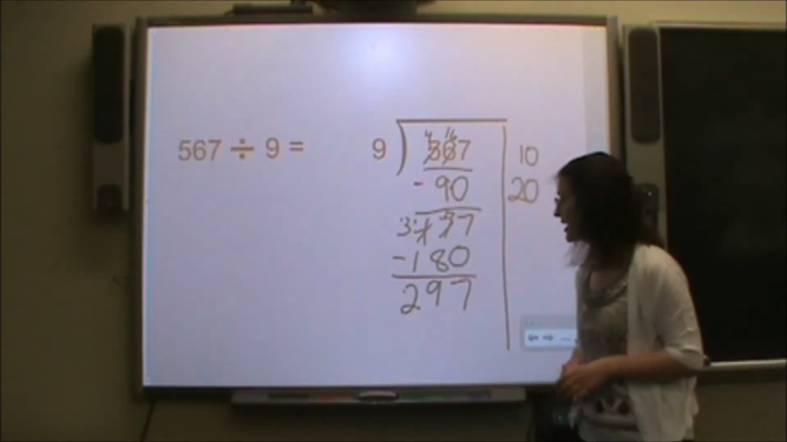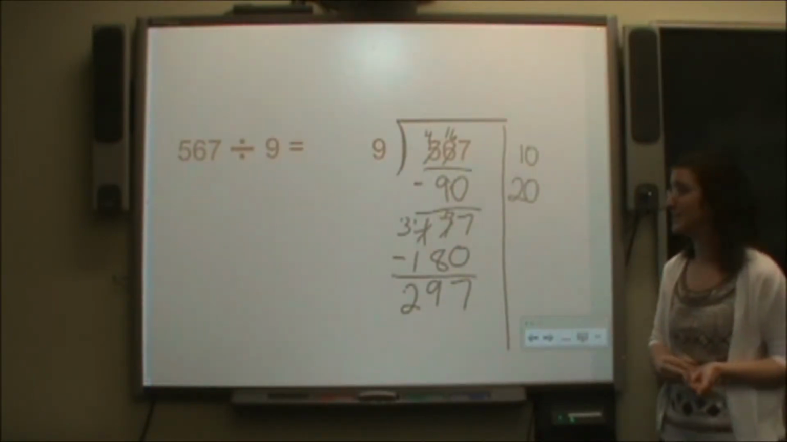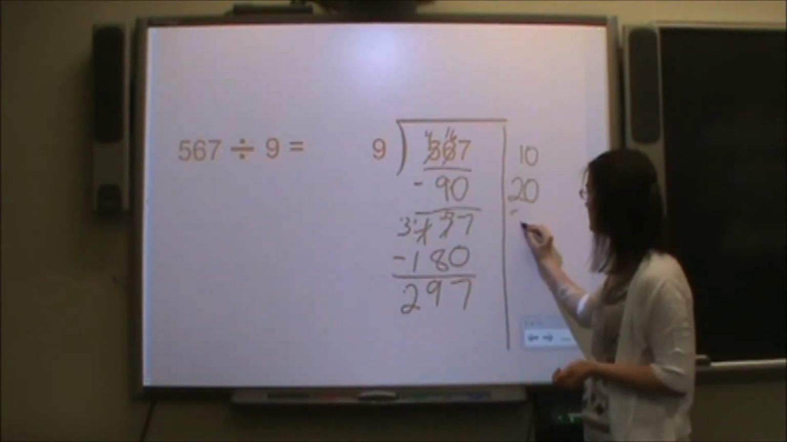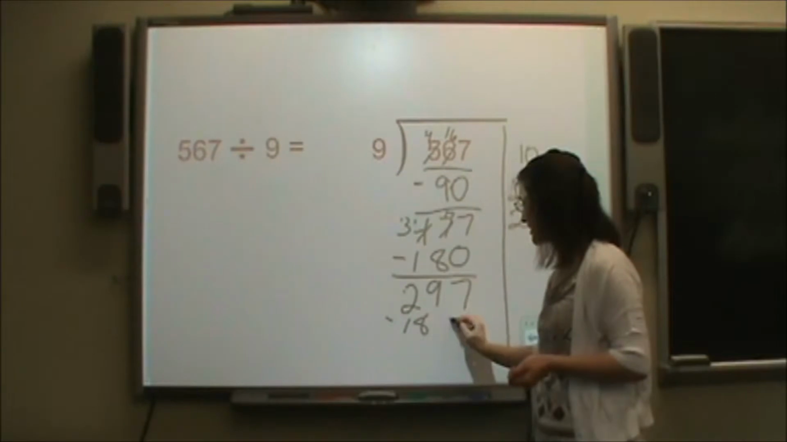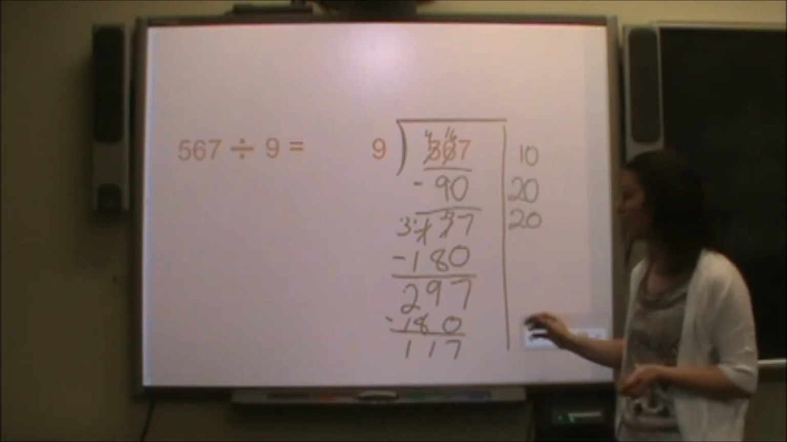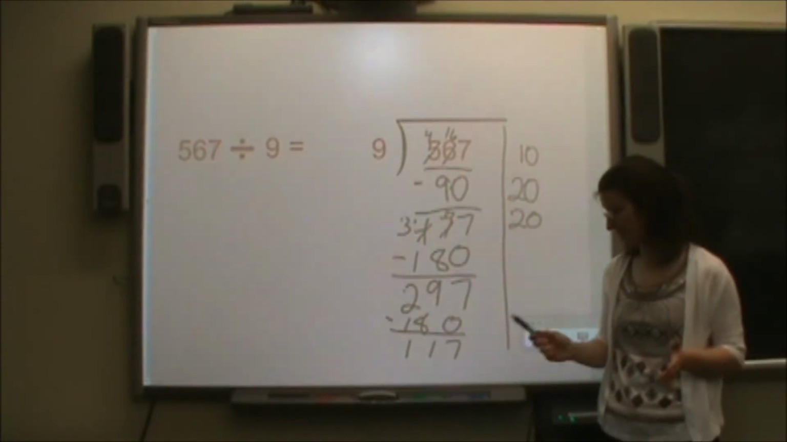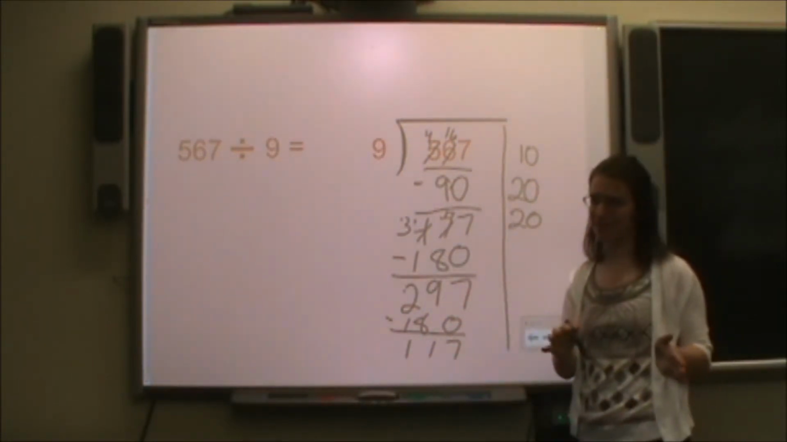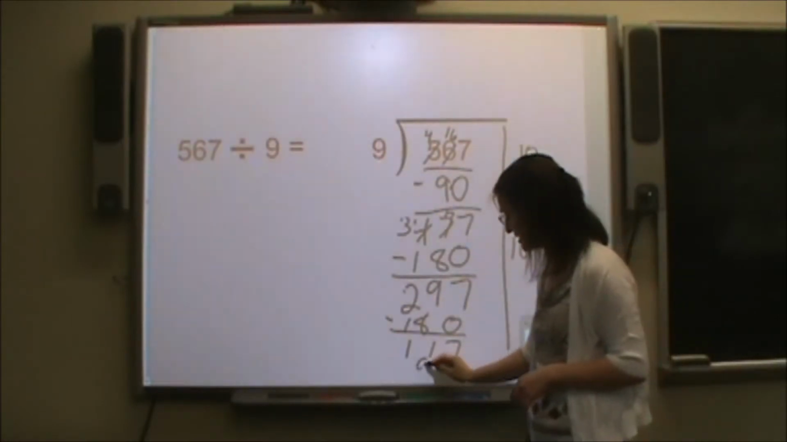I have 297 left. I can definitely still fit another 20 because I know that 20 groups is 180. There's definitely 180 left, so I'm going to do another 20 groups. And that's going to be subtracting another 180. Okay, I have 117 left. I can't fit 20 more groups, but I can fit 10. So 10 more groups, that's 90.